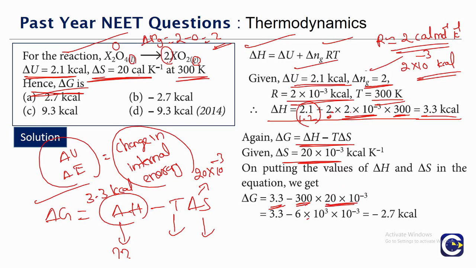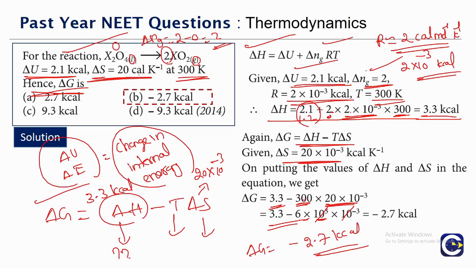This will be 6 into 10 power 3, because 300 times 20 is 6000. The 10 power minus 3 and 10 power 3 cancel out. So 3.3 minus 6 is minus 2.7 kilocalories. The unit is kilocalories. Okay? So this is our final delta G value, which means this reaction is going to be spontaneous, because delta G is coming negative.